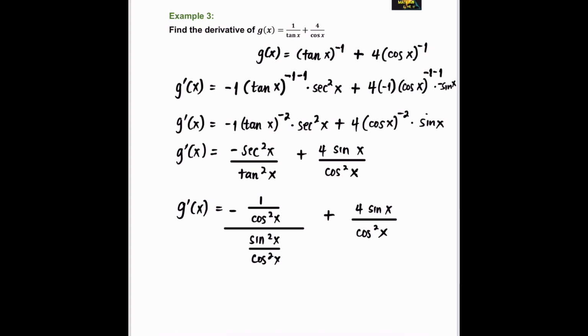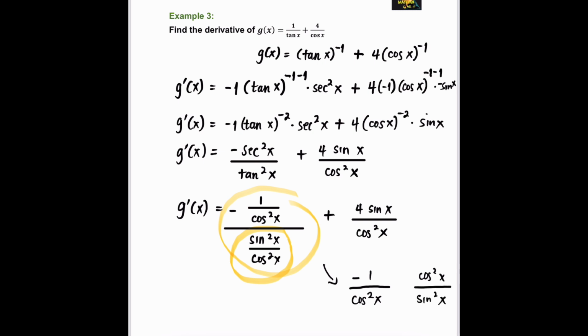And you can see that for the first term, if we perform the division here, definitely something will be canceled out. So let's work on that. We take the numerator, -1 divided by cosine squared x. And for the denominator, sine squared x divided by cosine squared x, we need to get the reciprocal of that, which will be cosine squared x divided by sine squared x.